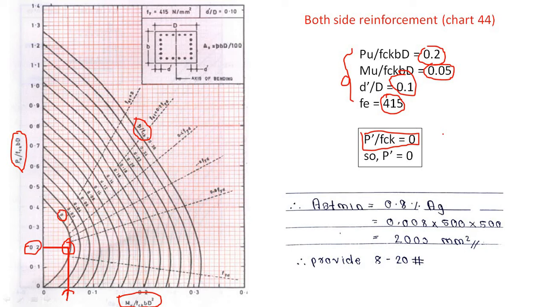Since p' is the percentage of steel, by making it subjective to percentage of steel, it remains 0 only. So what we will do is we will provide the minimum Ast. The minimum Ast is 0.8% of gross area. In our case gross area is 500 cross 500. So we will convert 0.8% by dividing by 100, so it will be 0.008 into gross area 500 cross 500. So we'll have the area as 2000 mm square. So we will provide 8 numbers of 20 diameter bars.